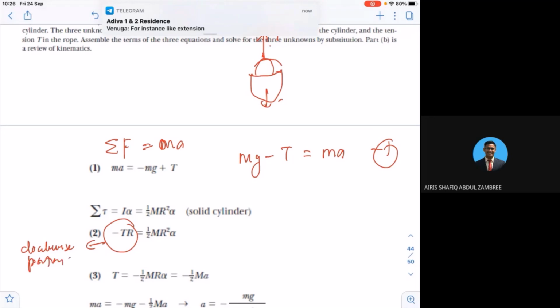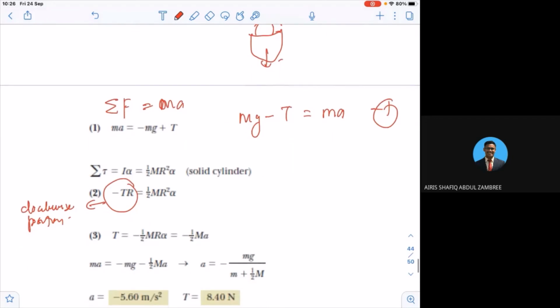Okay, clockwise position. Kalau tengok dia berpusing ke arah clockwise, so it becomes negative. So equivalent to half mr squared alpha. Okay, and then we bring all the negative and r to that part, so we can cancel out one r and also this r. So it's just left with the negative half mr alpha.